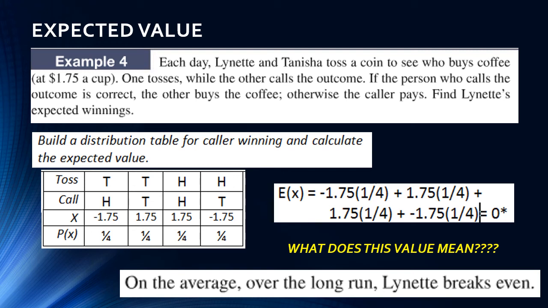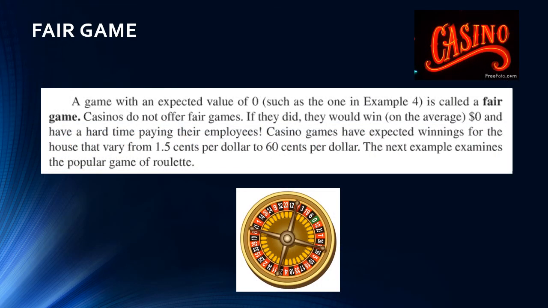Lynette will break even. This is what's called a fair game, that the two people playing over a long period of time, they will break even. They will win half as many times as they will lose, okay? When you have an expected value of 0, this is a break-even point. A game with an expected value of 0, such as the one in example 4, is called a fair game.